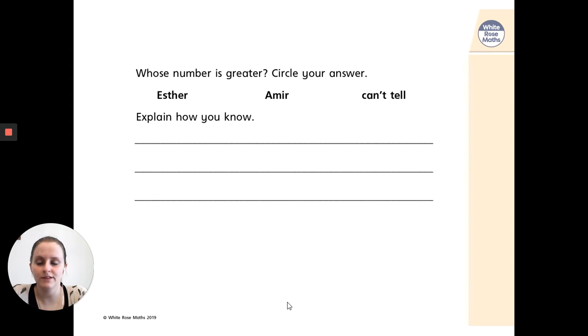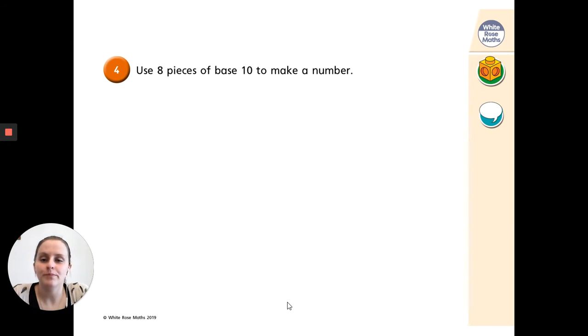Okie dokie, let's move on to our next one then. So number 4. For this one, we've got to use 8 pieces of base 10 to make a number. So we're going to draw, as we usually do. So for my next question, this is number 4. I'm going to use 8 pieces of base 10.